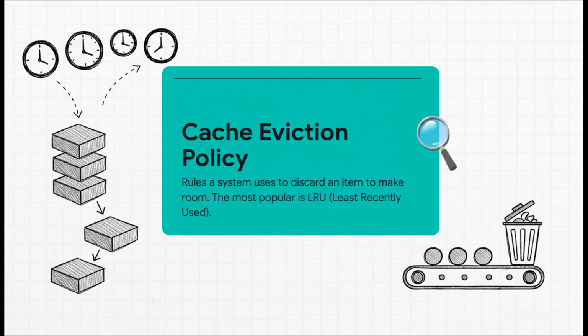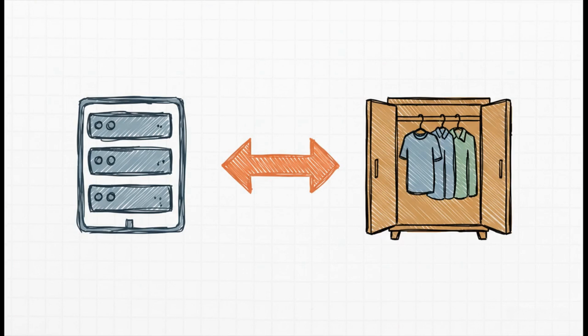To solve this, a system needs a set of rules. We call it a cache eviction policy. And the most popular one by far is called LRU, which stands for least recently used. And it's pretty much as simple as it sounds. You just throw out the thing you haven't touched in the longest time.